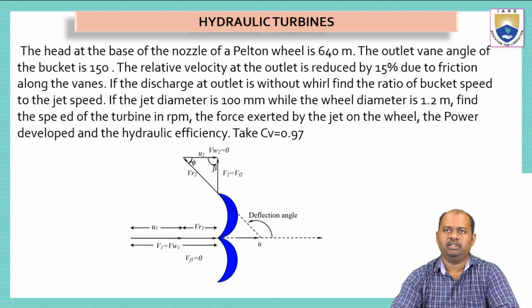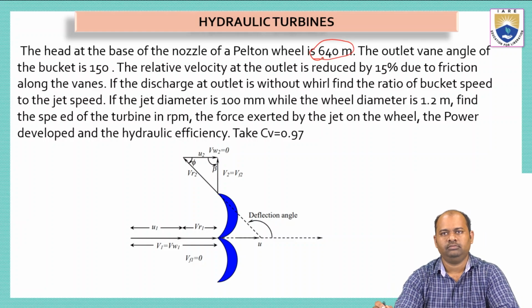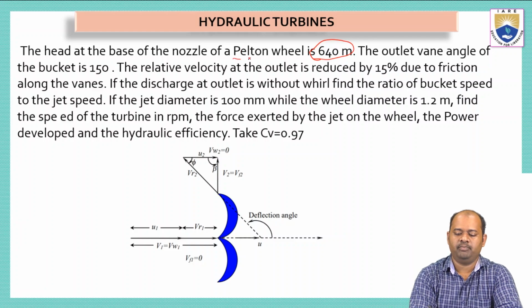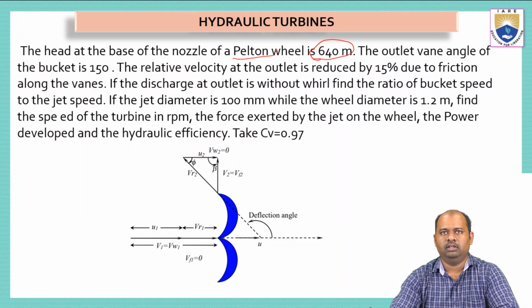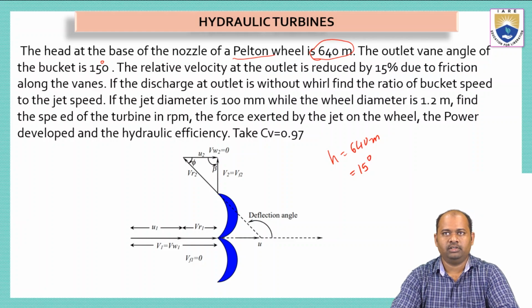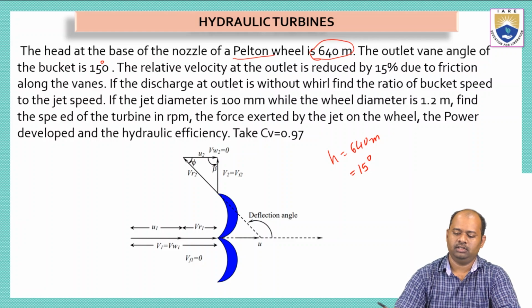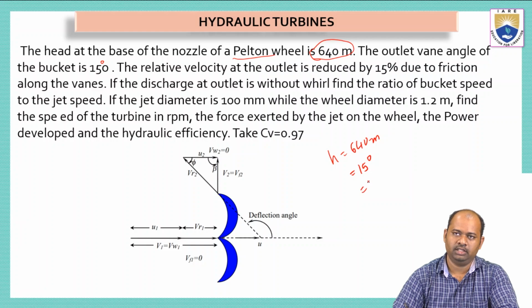The head at the base of a nozzle of a Pelton wheel is 640 meters. So here we have a Pelton wheel turbine given in the question. The head is 640 meters, H equal to 640 meters. The outlet vane angle of the bucket is 15 degrees. This is not 150, it is 15 degrees. The relative velocity at the outlet is reduced by 15% due to friction along the vanes. So there is a loss in the head due to friction, that is also given as 15%.